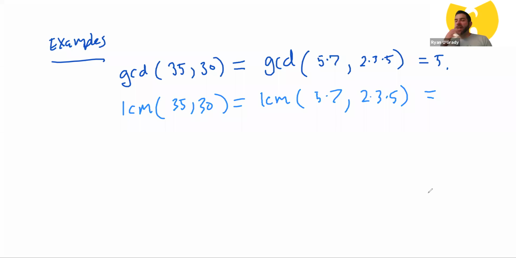Okay, so think of it this way: if a number is a multiple of both 35 and 30, then it also has to be a multiple of each one of those numbers' divisors. So it has to be a multiple of 5, 7, 2, 3, and 5, right? Does that make sense? Maybe.